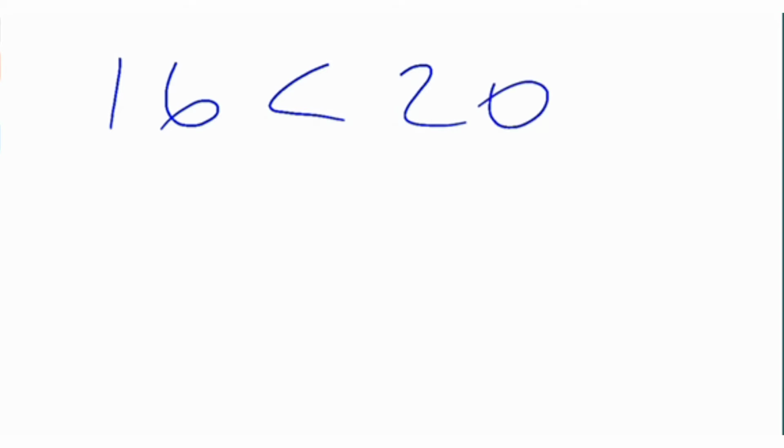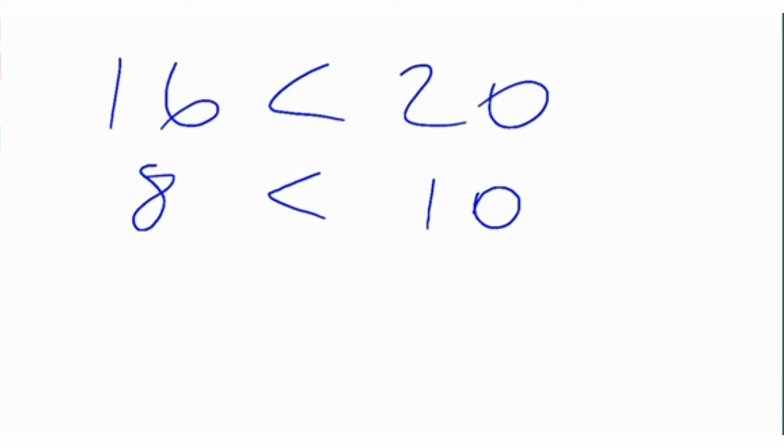Let us start with our investigation. 16 is less than 20. Let us divide both sides by +2 to see if our inequality is still going to be true. 16 divided by 2 is 8. And 20 divided by 2 is 10. Is our left-hand side still less than the right-hand side? Yes. The inequality is still true. 8 is less than 10.